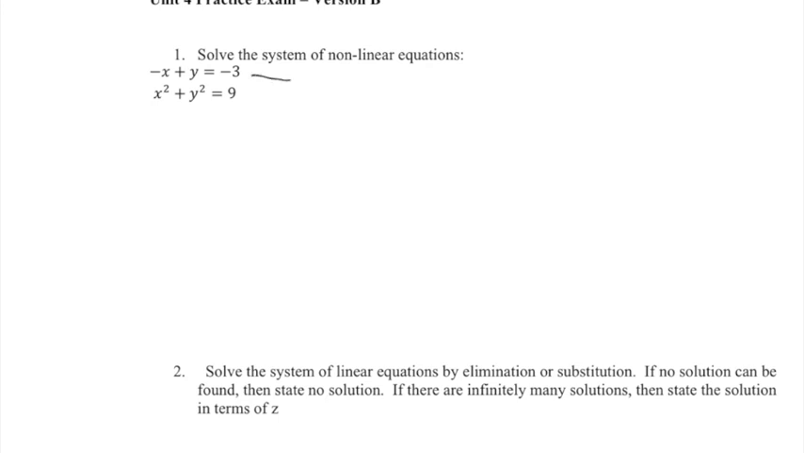So I'm going to take this top equation, add the x over. This is going to become y equals x minus 3. So then I can take this x minus 3 and substitute it in for that y. So then the bottom equation becomes x squared plus x minus 3 squared equals 9.